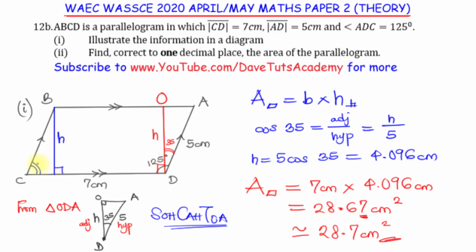So alternatively, we could have said that looking at this particular H in blue, 125 plus this angle here, if I call this theta, the two of them are supplementary. They will add up to 180 degrees. So this will be 180 minus 125, so it will be 55. Then we can also use SOHCAHTOA, because this is 5 centimeters. So now we have the hypotenuse, which is 5 centimeters, and we are looking for the opposite. So instead of using cos, we will now be using sine, which is opposite over hypotenuse. And we'll still find the value of h to be 4.096. And then we can multiply the areas to be 7 times 4.096 and still arrive at the same answer, 28.7 centimeters square. All right.